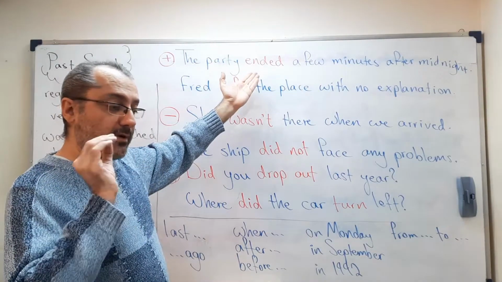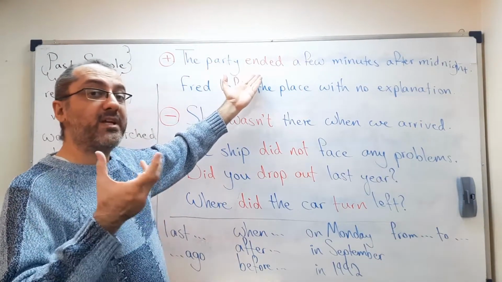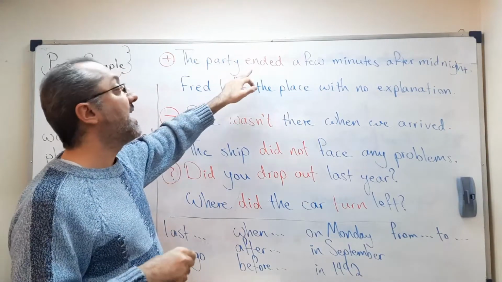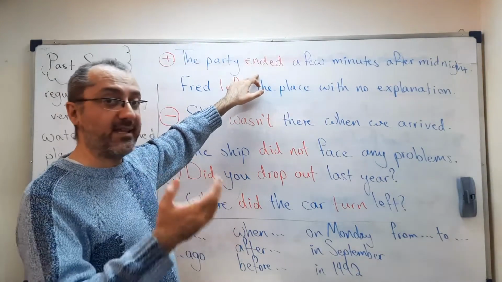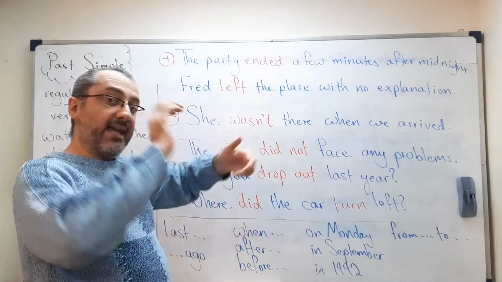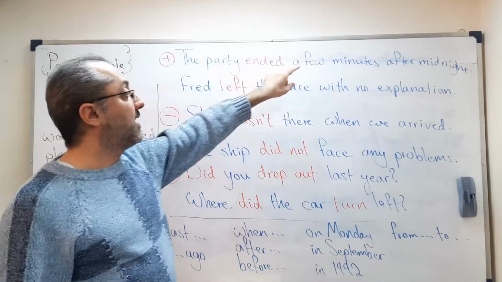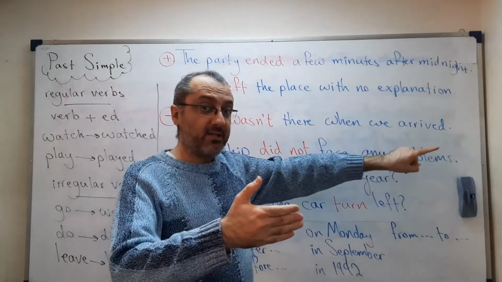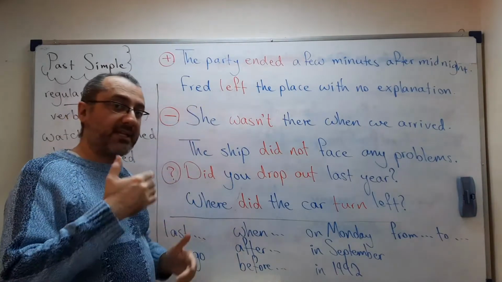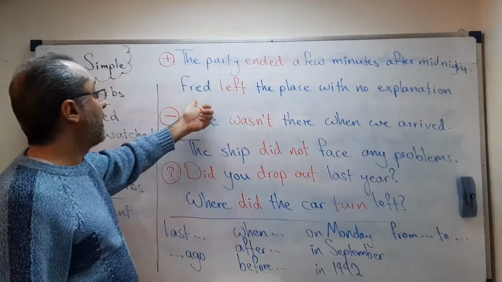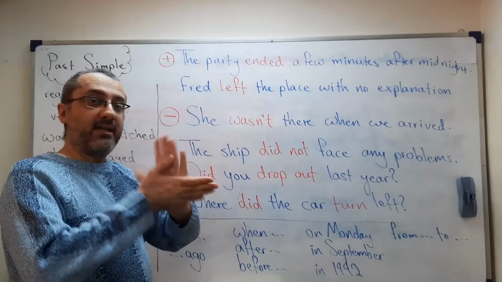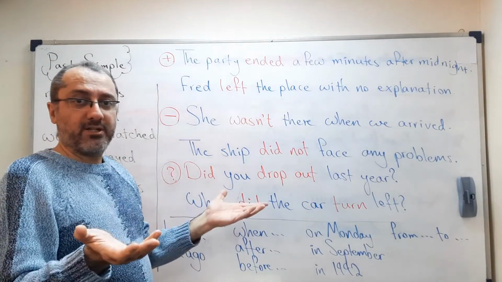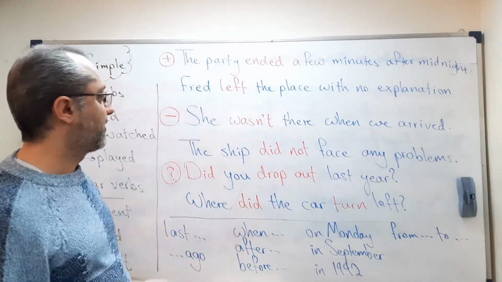However, you just need to remember that your verb must be the past tense, the past form of the verb you have in mind. Ended, not ends or end or ending. The party ended. This is the verb in past simple, and this is a specific time phrase, a few minutes after midnight. Or using an irregular verb. Fred left the place. Again, something that happened in the past. Fred left the place with no explanation. He didn't say why he left.